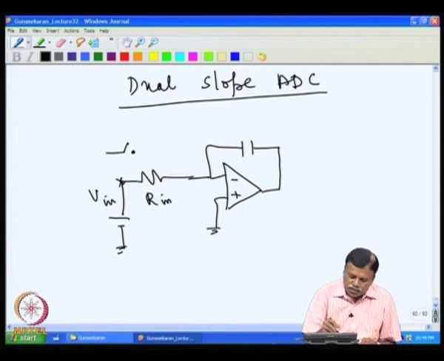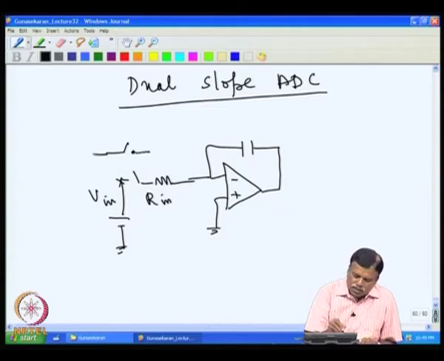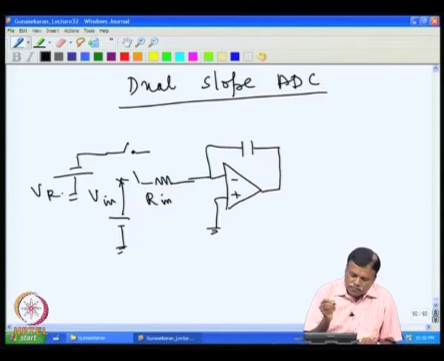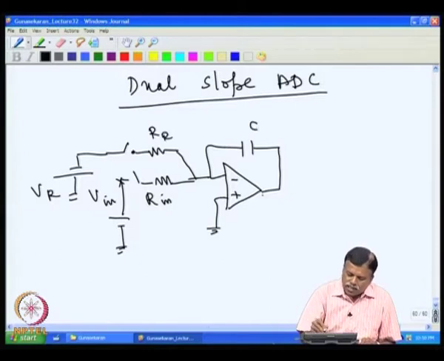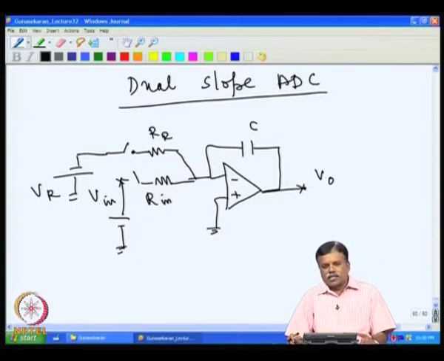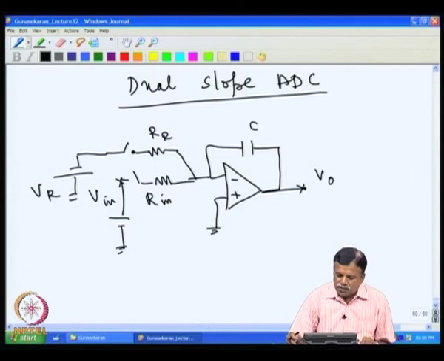Then we have a switch, which can be connected to this. I can have another switch, this can be connected to V reference, and then through another resistance it is connected to the same point. We call this R reference resistance, then this is capacitor C, and this is our output. This is actually the circuit diagram of a dual slope A to D converter.